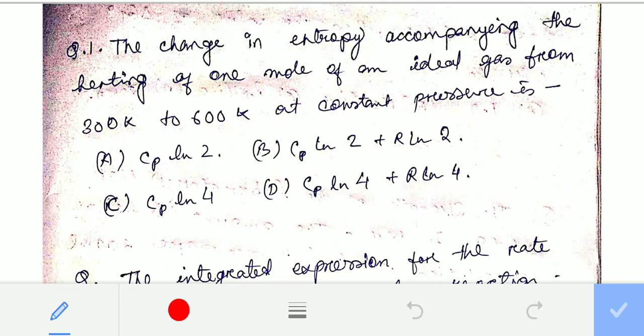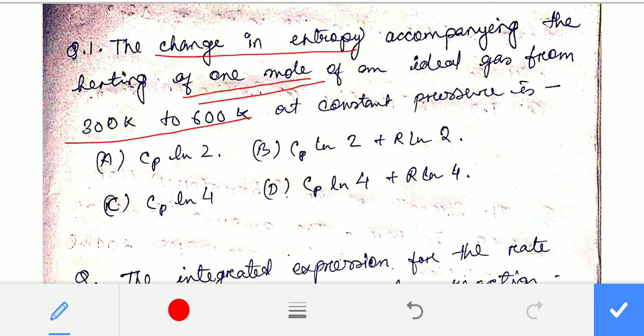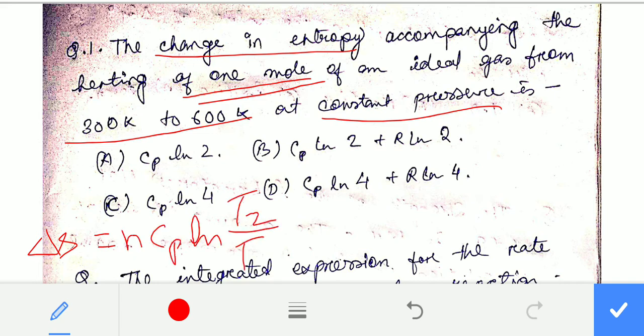The first question: the change in entropy accompanying the heating of 1 mole of an ideal gas from 300 Kelvin to 600 Kelvin at constant pressure. So we need to calculate the change in entropy, which can be given as ΔS equals n Cp ln T2 by T1. This is the expression for change in entropy in terms of temperature when pressure is constant.